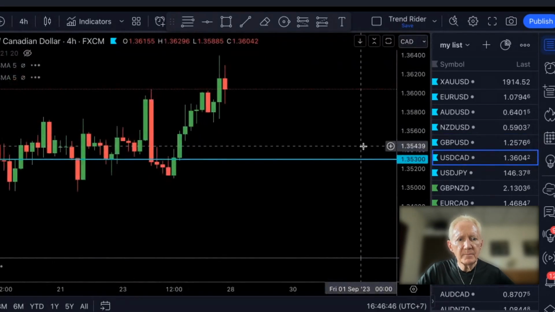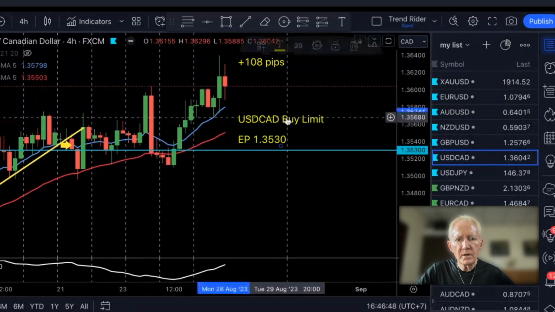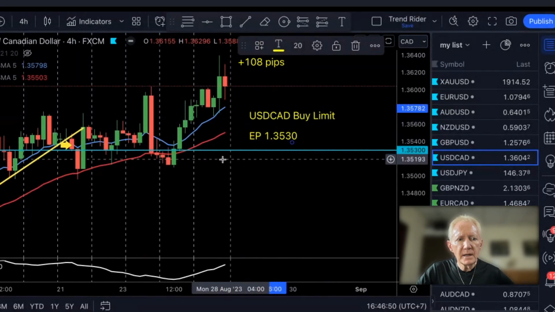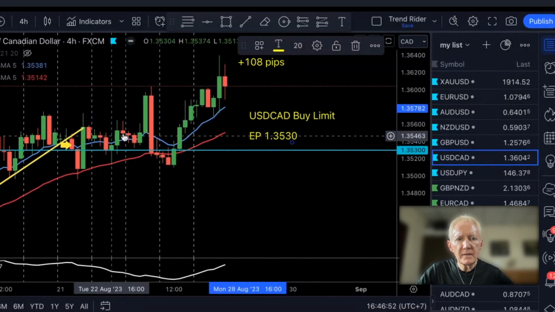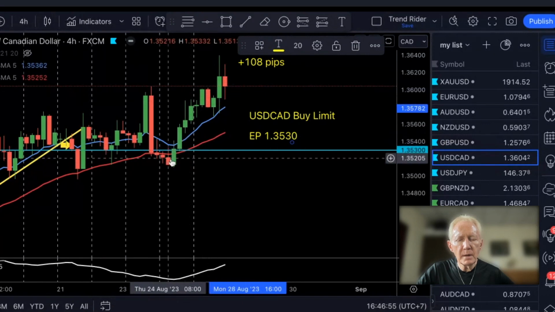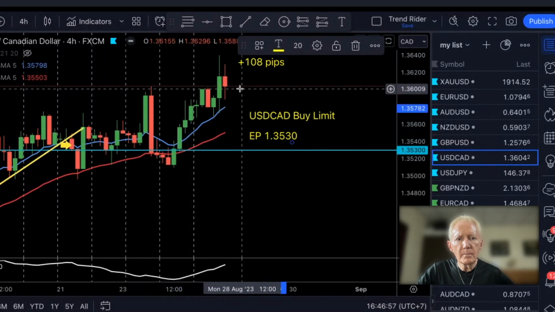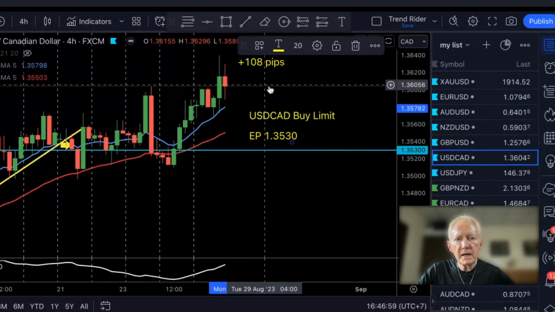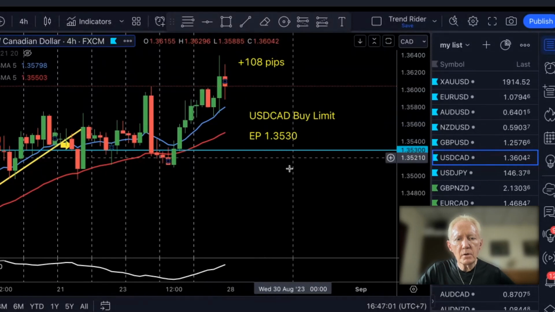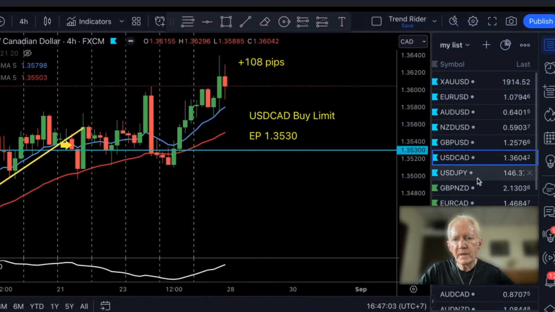The USD CAD was a good one. We had a buy limit on that one. It opened early in the week and then just continued up, came a little bit below our pending order, but then continued up really nicely on Friday in the US session for a total of 108 pips.